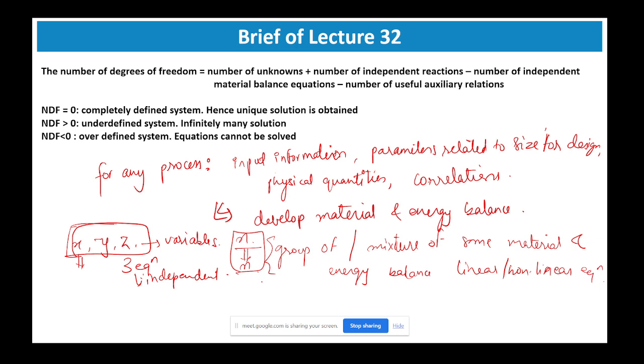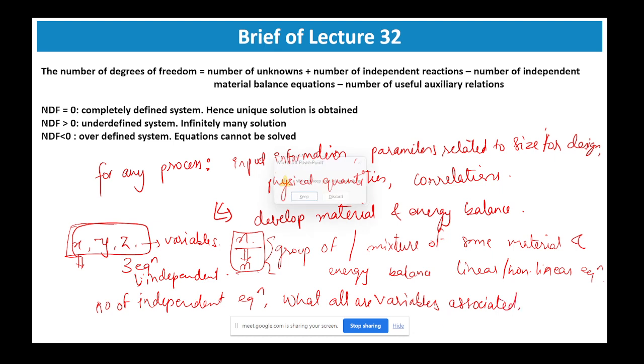solve. Otherwise, if this is not the case, then your code or any of the software will not be able to give you the solution. So for getting a perfect solution, you need to have the idea of the number of independent equations. Okay, then you need to know what all the variables associated are.